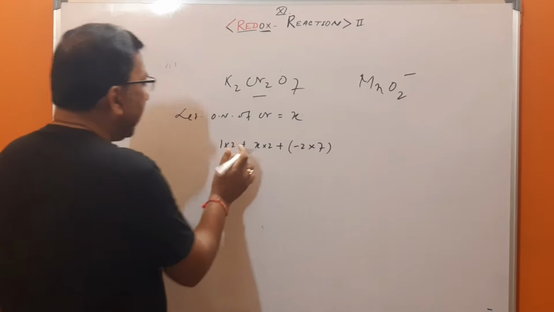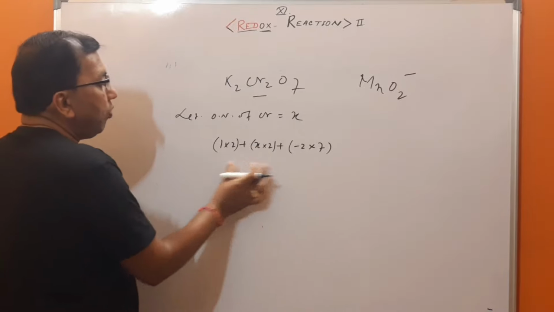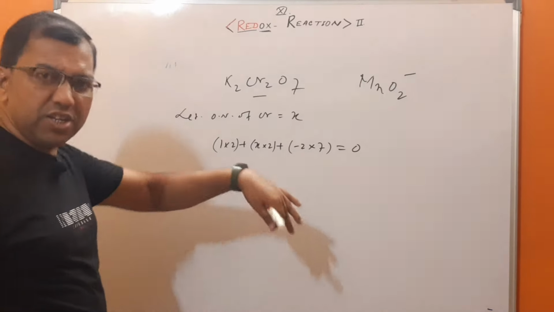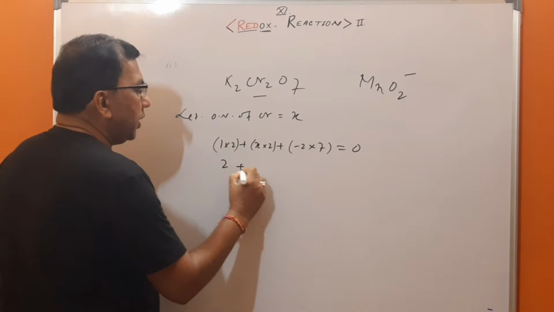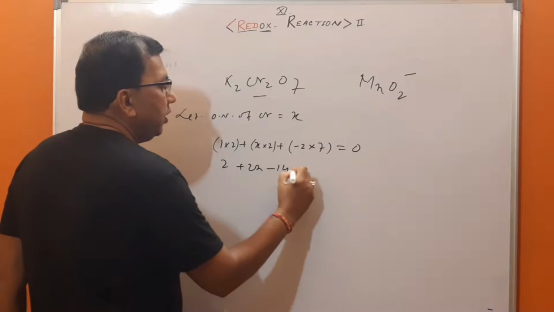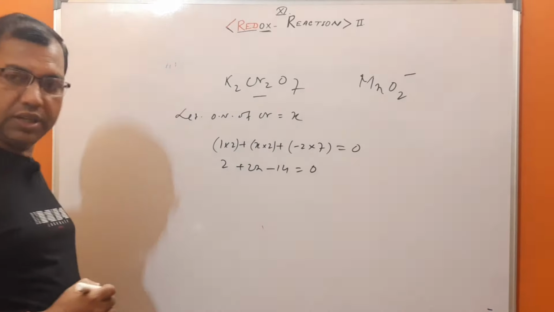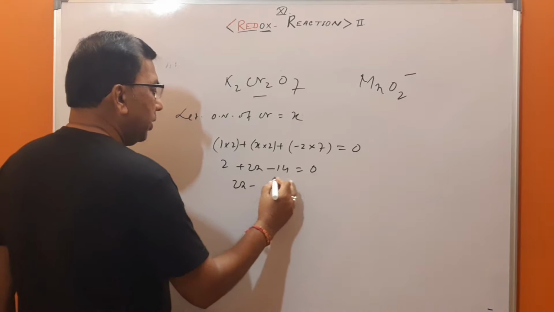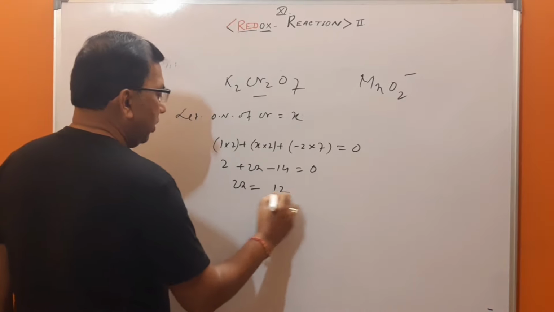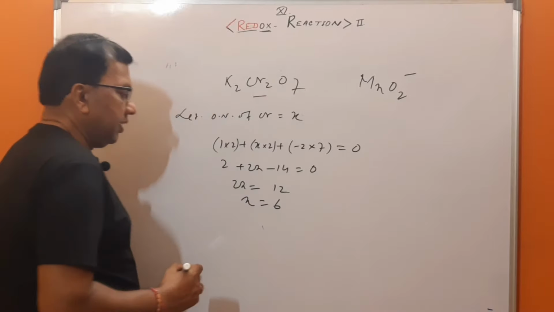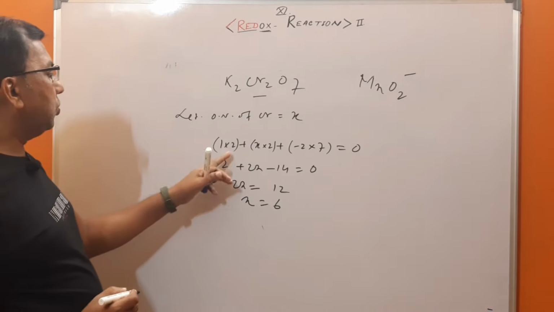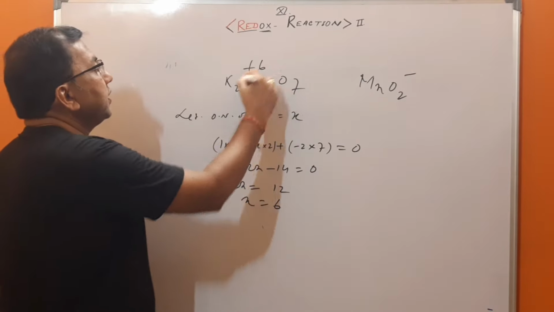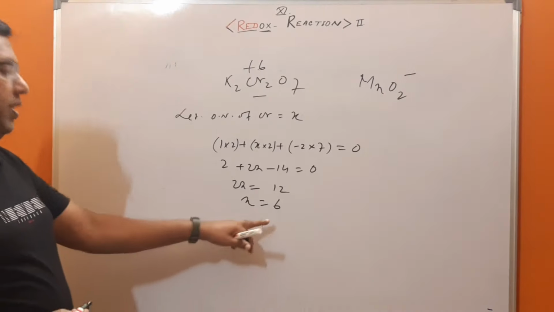What is the algebraic sum of all these oxidation numbers? It will be 0, as I told you just a minute ago. 2 plus 2x minus 14 equals 0. Clear? So 2x minus 12 equals 0, 2x equals 12, x equals 6. So the oxidation number of chromium is plus 6.